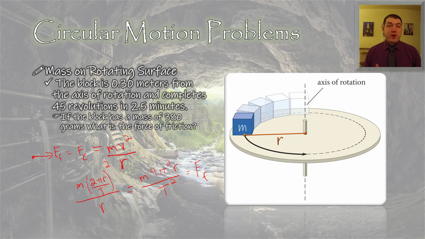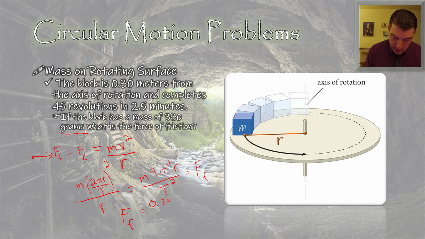The sum of all the forces. But since the only horizontal force, or the only force towards the center of the circle, is the force of friction, the sum of all the forces is the force of friction. And that means the force of friction is equal to the mass, which was told to us. Of course, grams is going to be an issue. We have to make sure that's in kilograms.